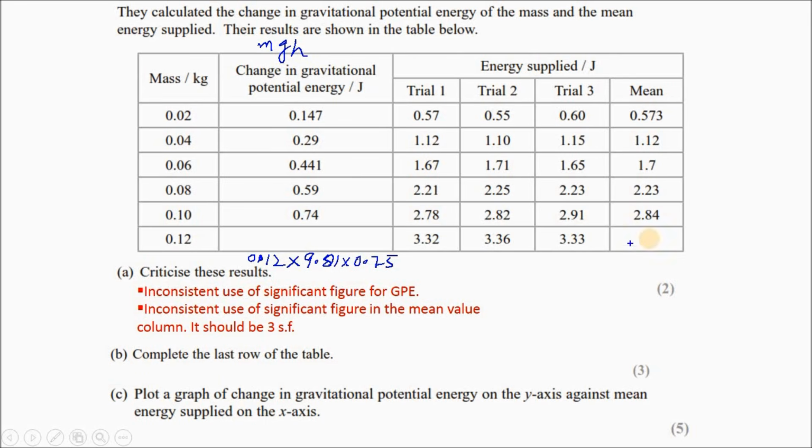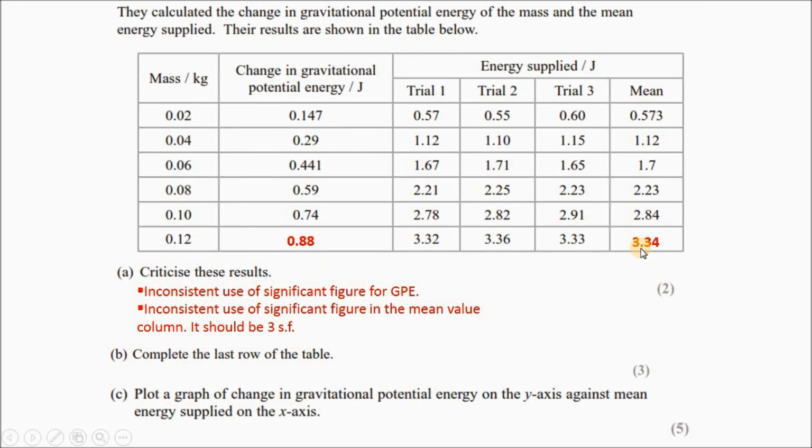Similarly, for the mean value, the last column is the mean value. So you just add these three numbers and divide by 3, and as there are no anomalous readings, you include all 3, so divide by 3. Your final answer should be 0.88 joule, your change in gravitational potential energy, and the mean value is 3.34.